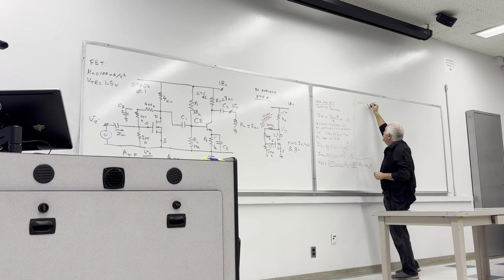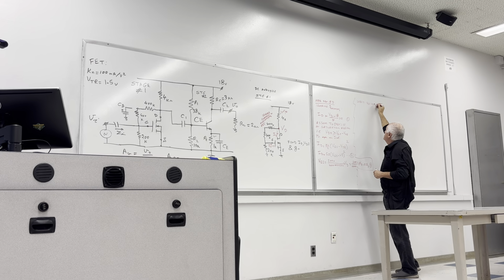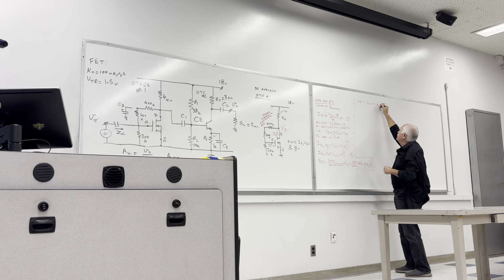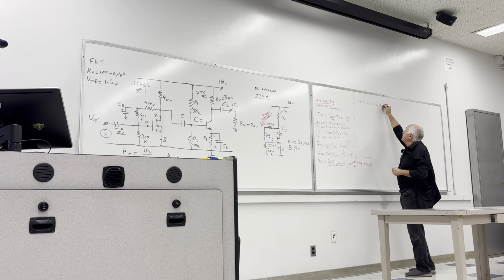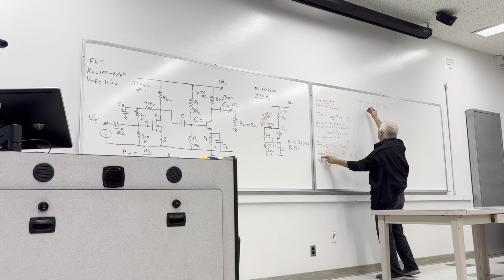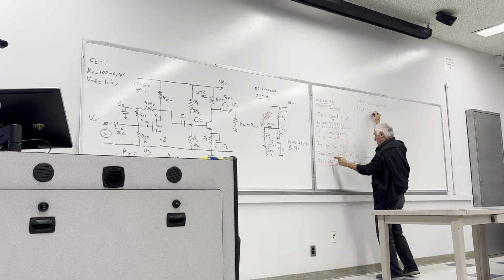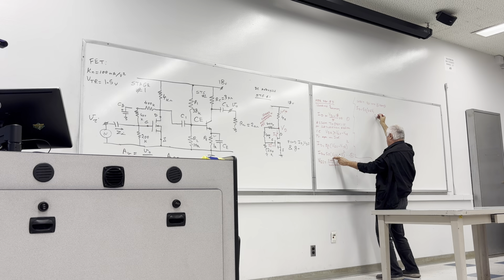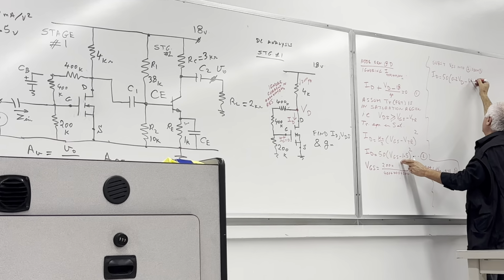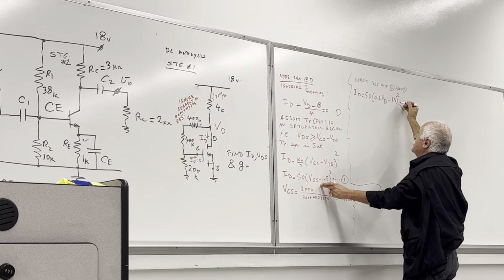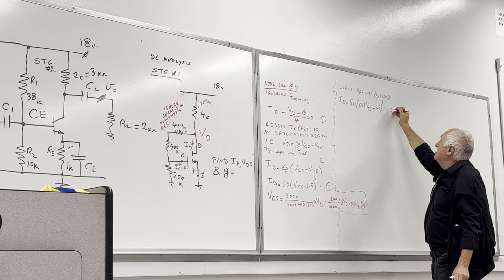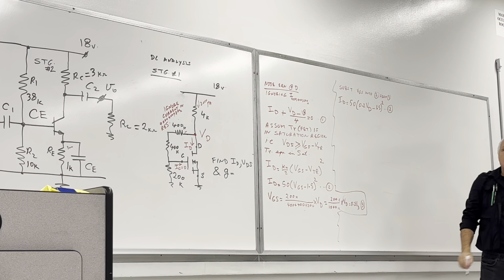Substitute VGS into 2 from 3. From 3. So here we are. We get ID is equal to 50 times (0.2 VD minus 1.5) squared. So we can call that still equation number 2. Okay?